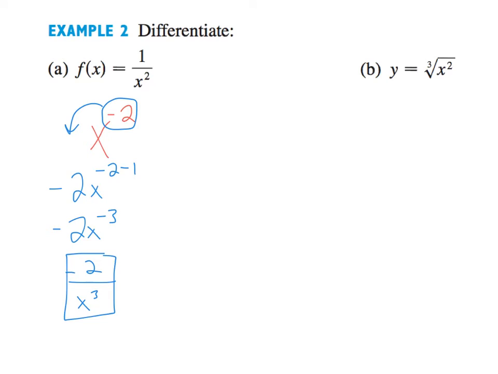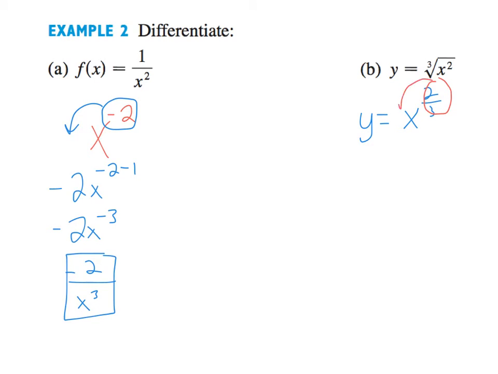In the next example, we can actually rewrite this radical as a rational exponent. So let's rewrite this function as y equals x to the 2/3 power. And we can actually apply it here as well. So notice our power here is 2/3.